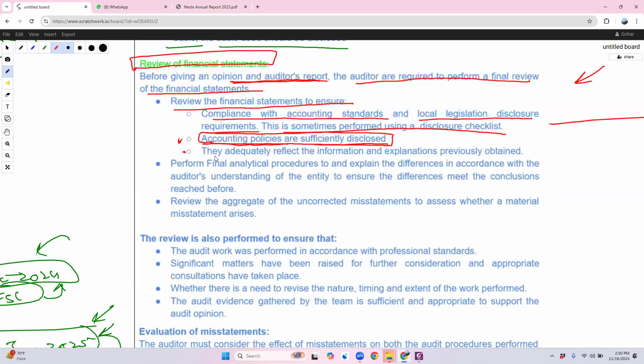Number three thing they will look for, they adequately reflect the information and explanations previously obtained. So during the audit, you have obtained all the information, right? Every single thing, profit and loss, revenues, cost of sales, the breakup, you know what every single thing is for. So if in a disclosure you find out something else that is not related to the audit, or it does not confine the way you found out it is happening during the audit, like you understood that the revenue is increasing because of more sales made during the year, but the disclosure is given that revenue has increased because the selling price has increased. Now this does not corroborate with the evidence you obtained.